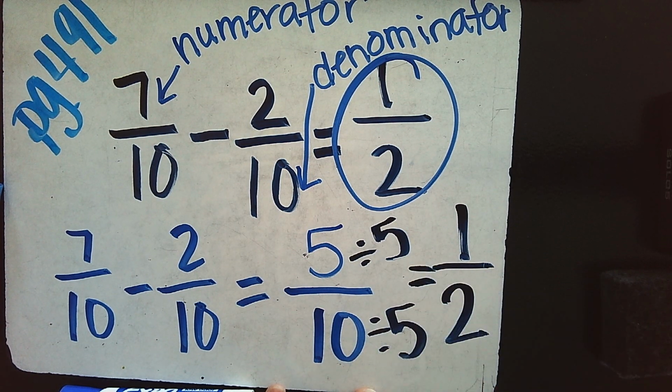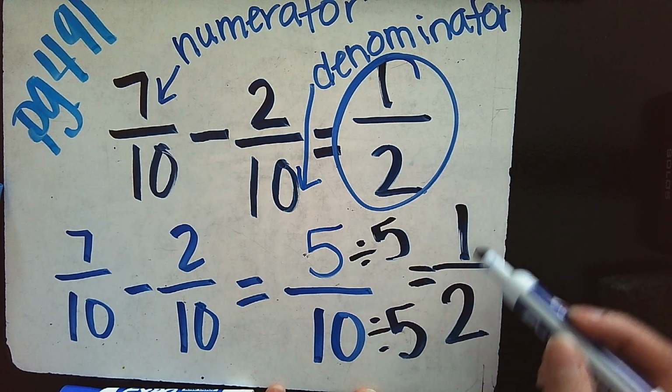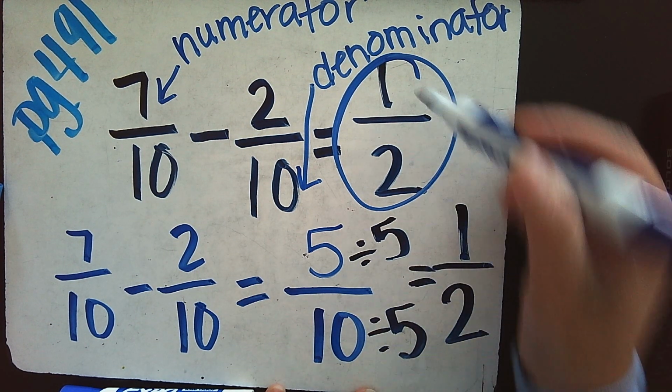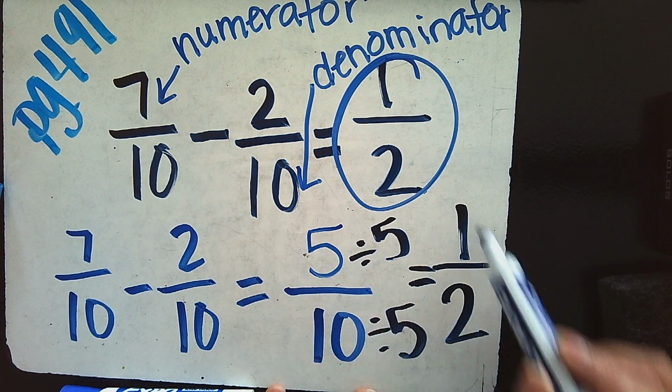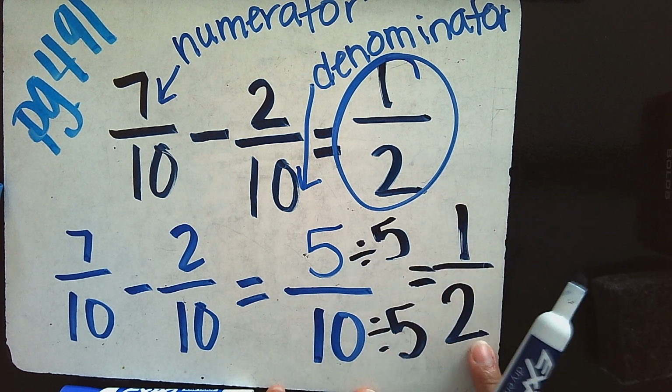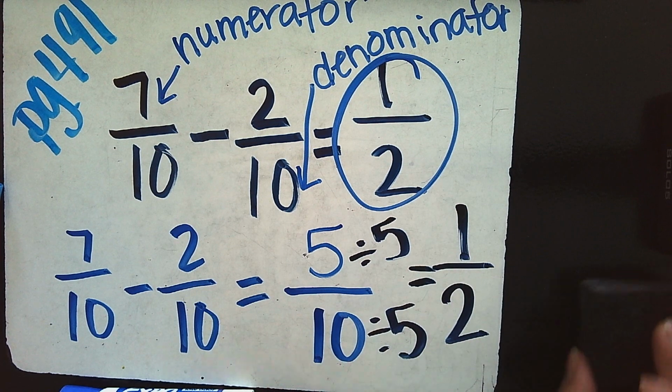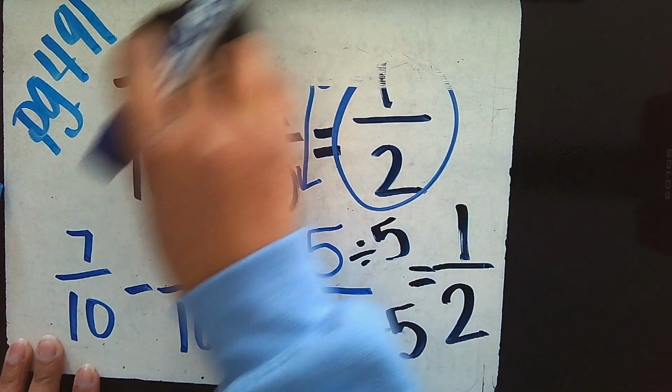So then my question says, is he correct? And you would say yes. 5/10 is reduced to 1/2. So 1/2 is its simplest form. So yes, Jesse is correct in this problem.